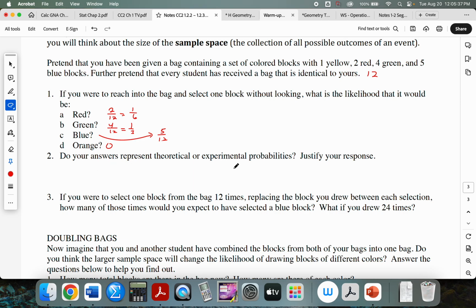Okay, do these answers represent theoretical or experimental probabilities? Theoretical. We are just thinking about this, not actually pulling the blocks.